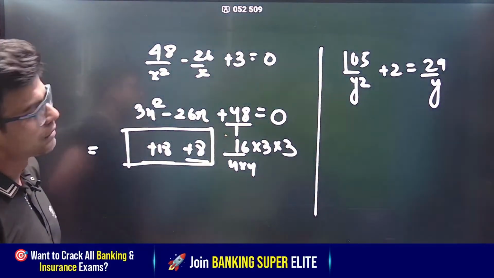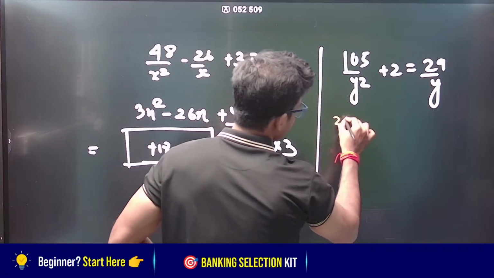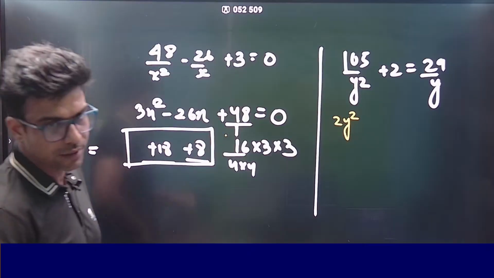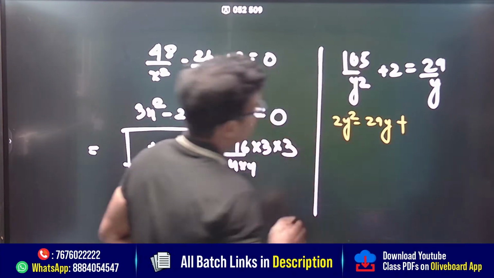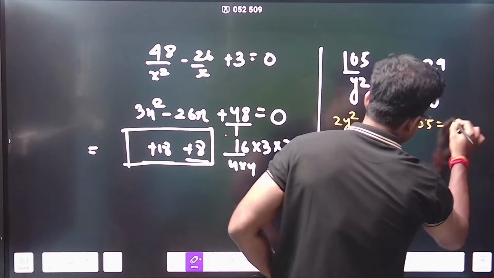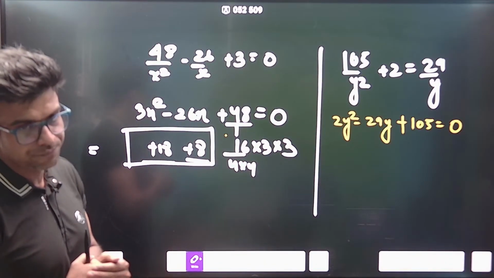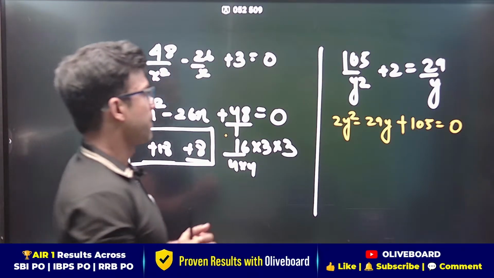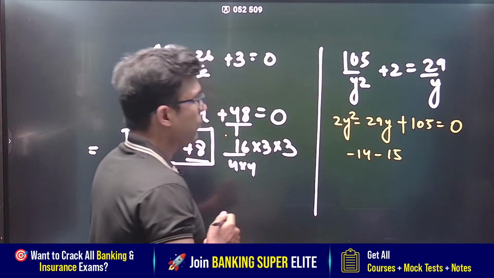How can we solve it? Now what we can do here, can we write down 2y square, because if you multiply, that will be 2y square minus 29y plus 105 is equal to 0. This is our second equation. Okay, now how can we solve this? 14 and minus 14 and minus 15 will give me 29.